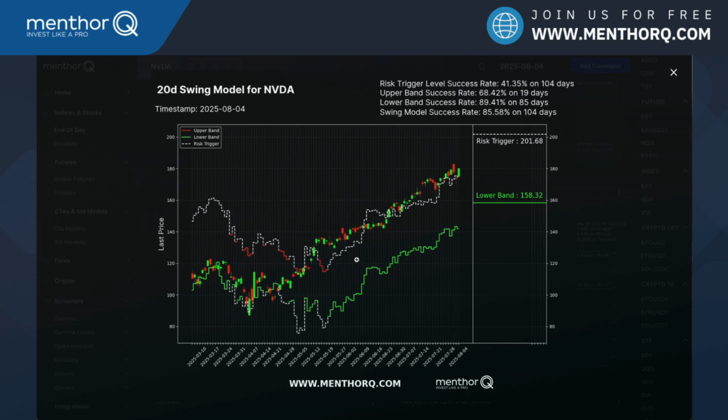But again, the goal of the model is to provide you with a directional bias. And of course, if we are able to identify the trend, then it could happen like in areas like this where the price breaks the risk trigger, and the risk trigger can really become a strong inflection point as well.